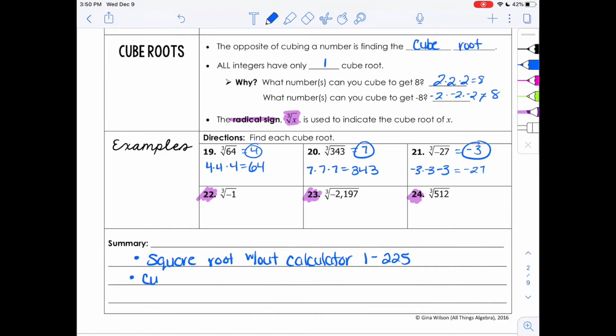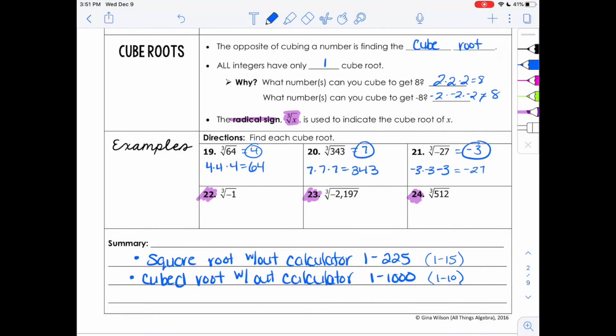The other thing is with a cube root. Without a calculator, 1 through 1,000. So anything underneath your cube root that's bigger than 1,000, you can use a calculator for. So remember, that's going to be for your square root, numbers 1 through 15, your cube root 1 through 10. You're going to want to have those memorized.